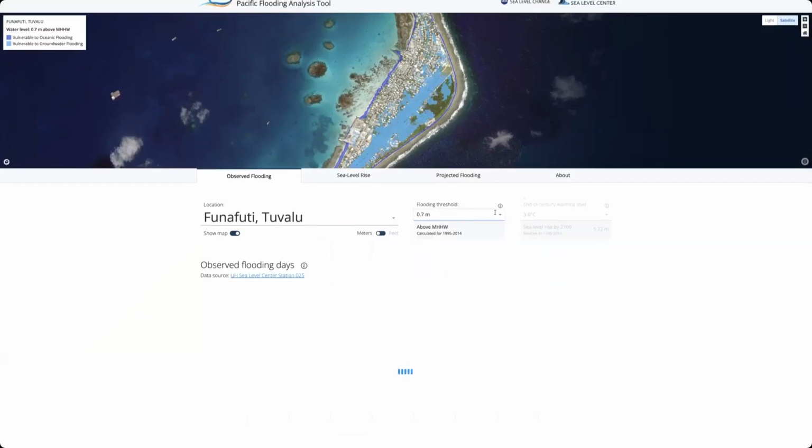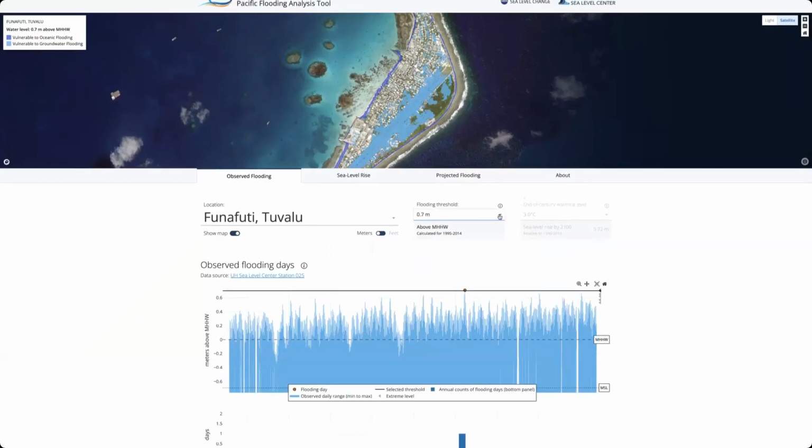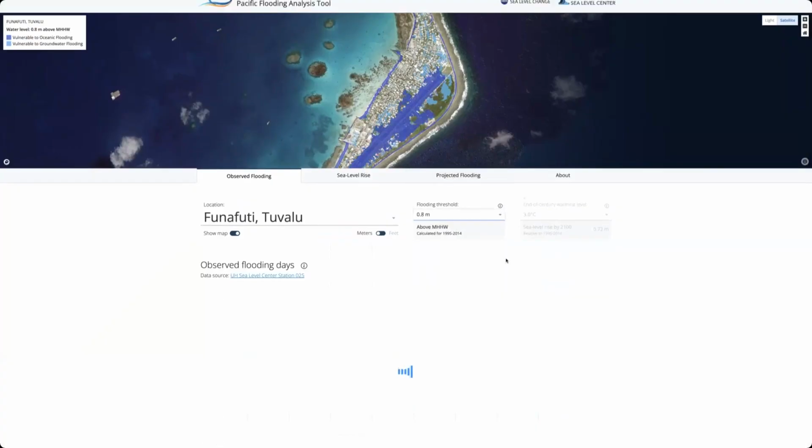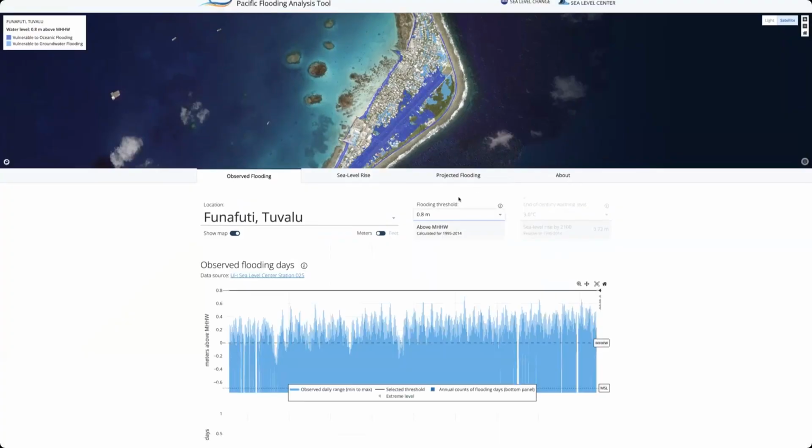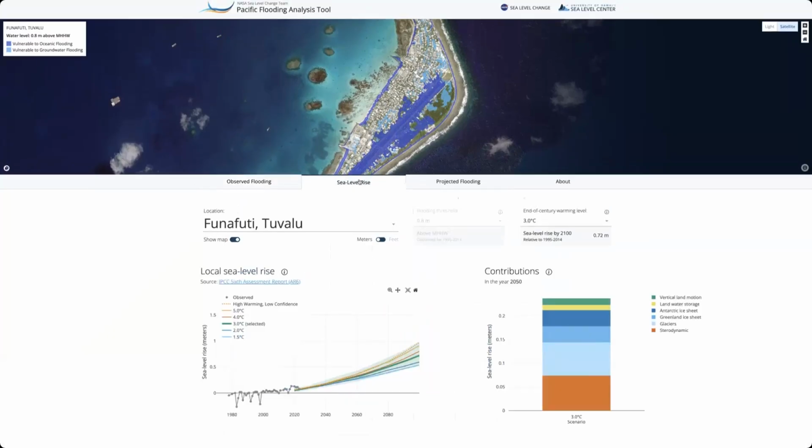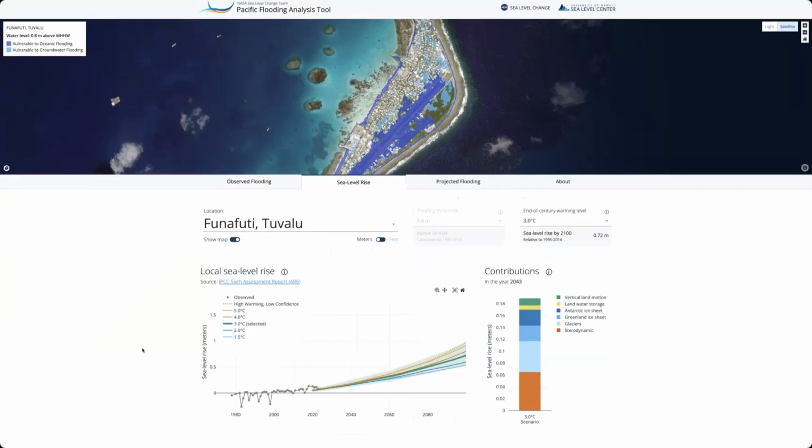Okay, so back to 0.7 meters, then you go back to groundwater flooding. So let's just keep it, for the sake of a different example, on 0.8 meters so we know that's where the oceanic flooding is relevant. Like I said when I was describing this, clearly here there's the threshold. It's never been exceeded currently. We can choose a sea level rise scenario. Like I mentioned before, this is what Bob was talking about, and you can choose different scenarios here.